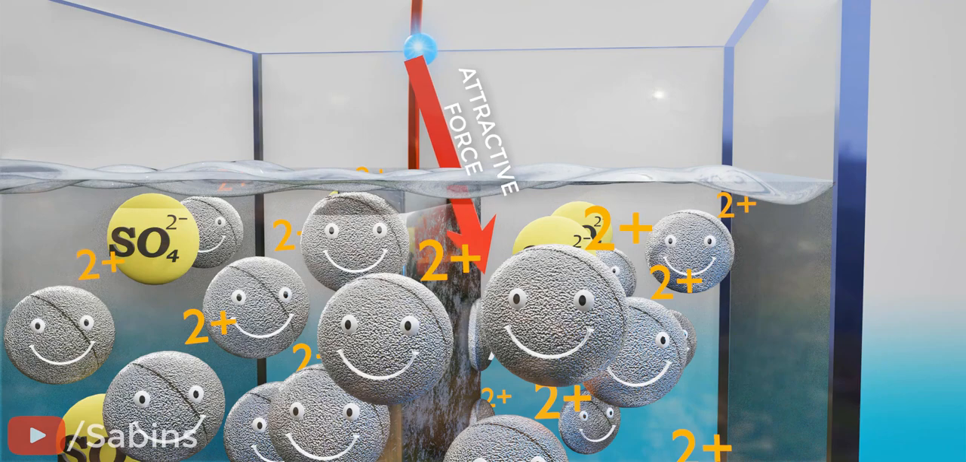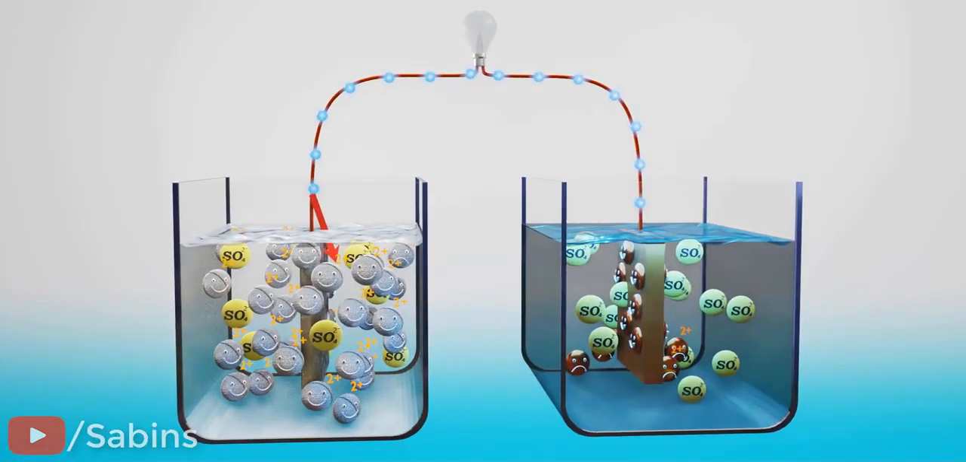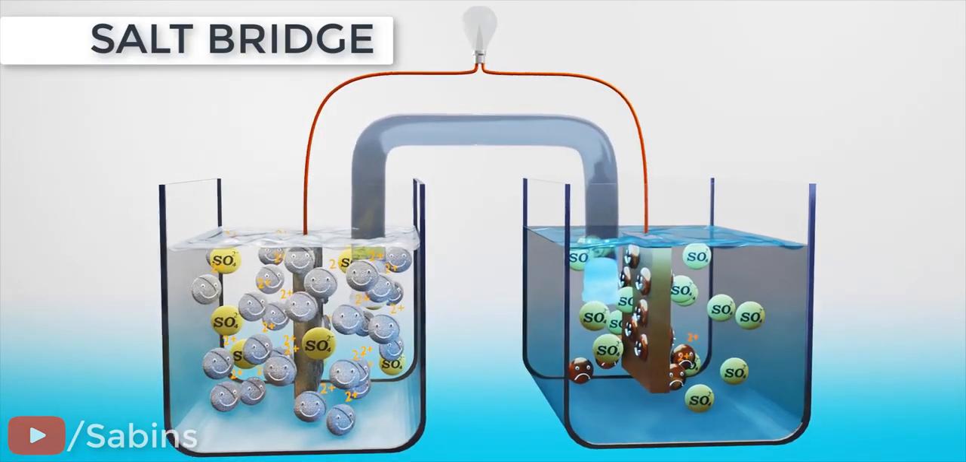Here you can clearly see how the built-up charges impede electron flow. Therefore, proper measures must be undertaken to ensure that the electron flow is continuous. A simple solution for this is a salt bridge.